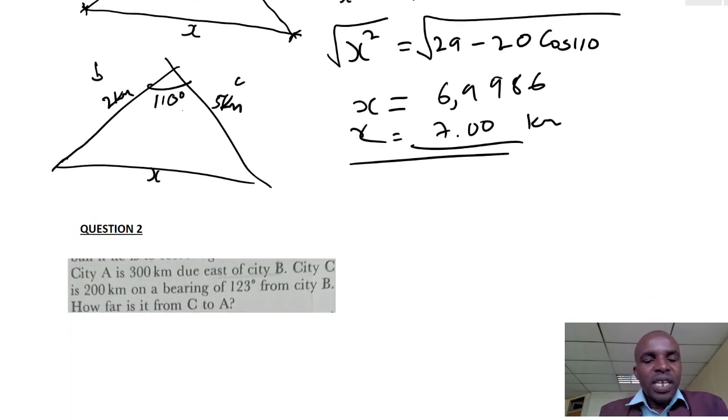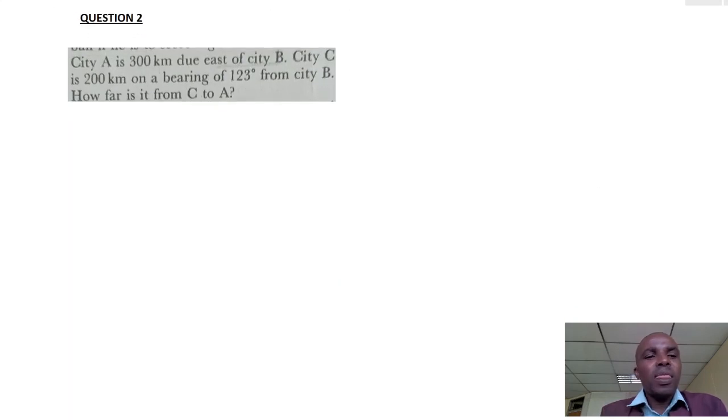Done. Question number 2. Seat A is 300 kilometers due east of seat B. Then seat C is 200 kilometers on a bearing of 123 degrees from seat B. How far is it from C to A? Now on bearings, the key things, the angles, are the ones that matter the most. So you have to work with angles first before you can put those distances, 300 kilometers, 200 kilometers. So illustrate your angles first.